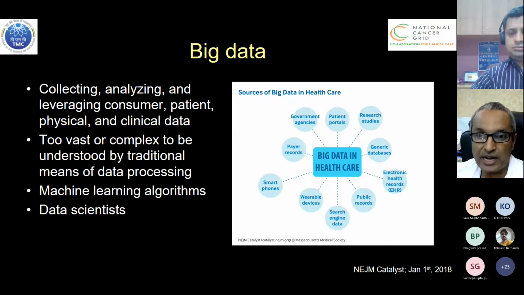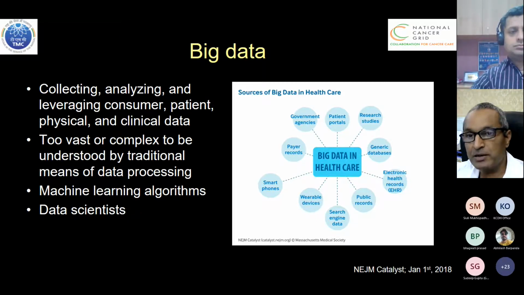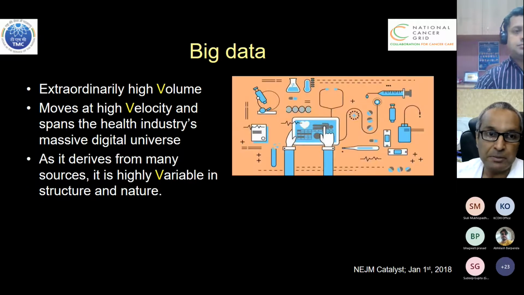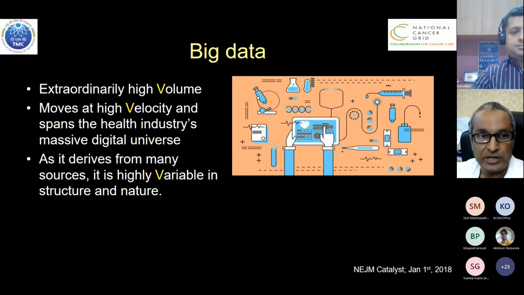And as you can see on the cartoon on the right, the sources of this big data are very diverse, some of them being extracted passively through existing data systems, and some of them being inputted actively using other records. If you look at most of these, for example, smartphones, wearable devices, electronic health records, these are all passive ways of extracting data, which all goes into this big pool from which meaningful analysis can be made.